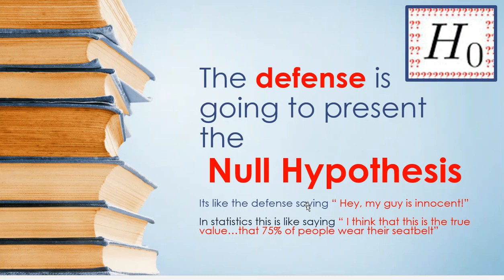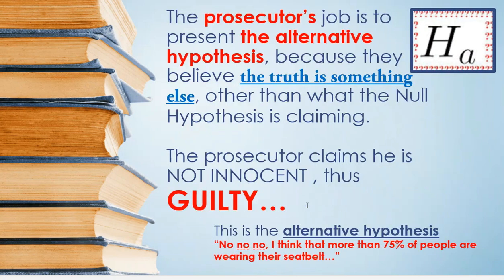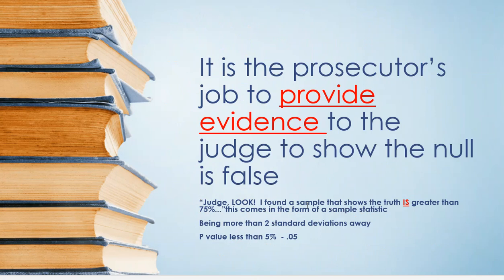If we provided some sort of statistic that says, I think that this is true, that the true value is that 75% of people wear their seatbelt, the prosecutor's job is to present the alternative hypothesis because they believe that there's a different truth happening other than what the null hypothesis is claiming. So the prosecutor is trying to show guilt. So the alternative hypothesis might be something like, no, definitely, when I collected my sample, I see more than 75% of the people wear their seatbelt. All right, so it's our prosecutor's job to provide the evidence to show the judge that the null is false.